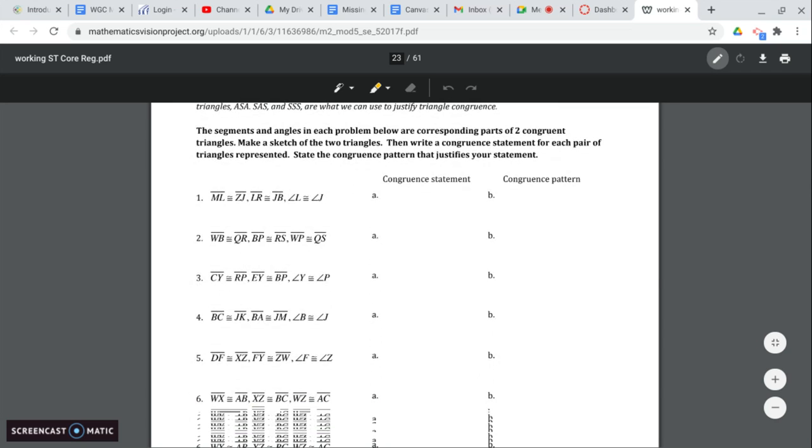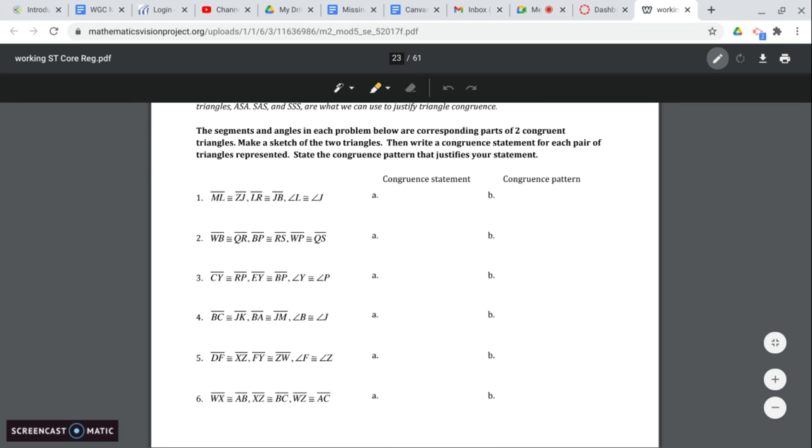So the segments and angles in each problem below are corresponding parts of two congruent triangles. Make a sketch of the two triangles, then write a congruent statement for each pair of triangles represented. State the congruence pattern that justifies your statement. So we're going to look at these first two right here. So we have side ML is congruent to side ZJ.